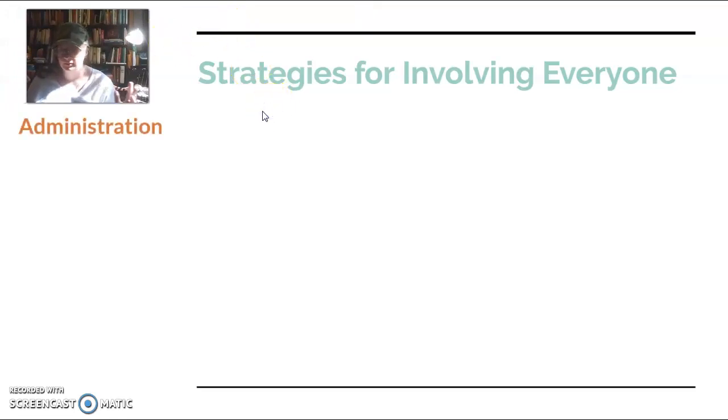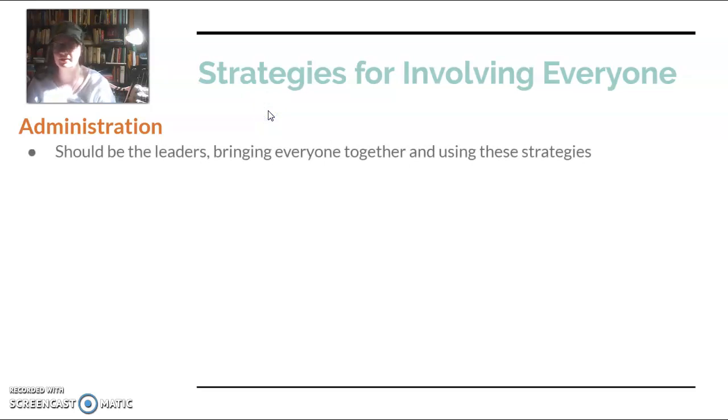So I'll go by each team. Administration, these are our leaders. They're bringing everyone together. They're using strategies to communicate the vision well with everyone. They're reminding of the vision. They're scheduling these meetings. They were there when it was created. They know where the school needs to be improved. And they're at the forefront of this vision.